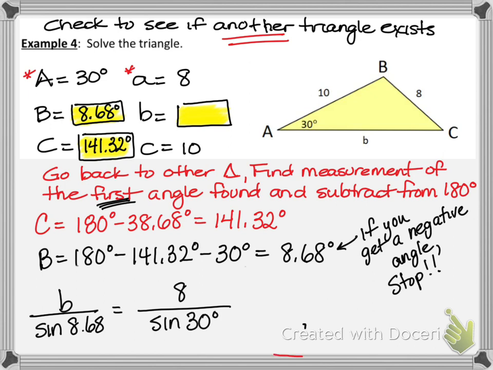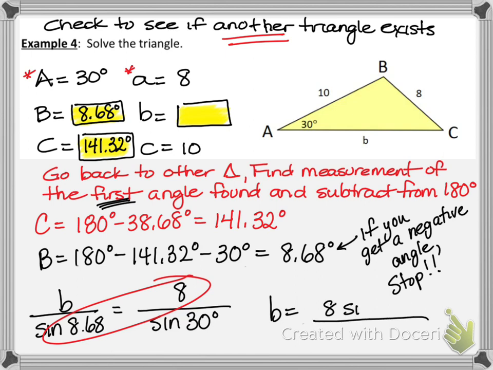We end up cross multiplying and solving for the B. So go ahead and set it up. So it should be 8 times the sine of 8.68 divided by sine of 30 degrees. And so once you put that into the calculator, set it up, you will end up with a length of B being 2.41.